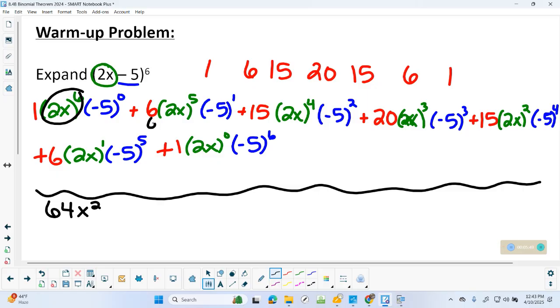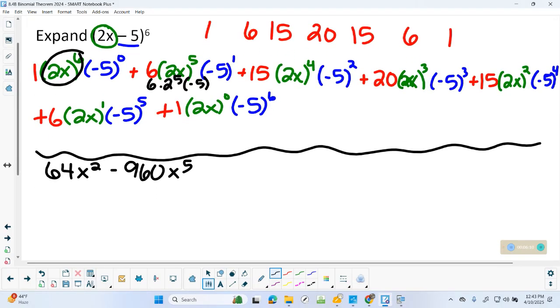Second term, you're going to have to, in your calculator, do 6 times 2 to the 5th. And then, of course, -5 to the first is just -5. So you're going to do 6 times 2 to the 5th times -5. Big number. What do you got? Yep. And I'm going to have x to the 5th. I'm going to move this up just a little bit. We don't need the original problem here.